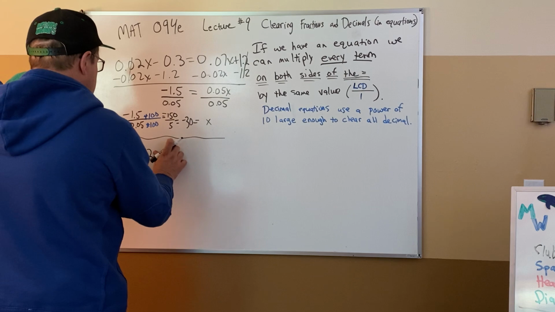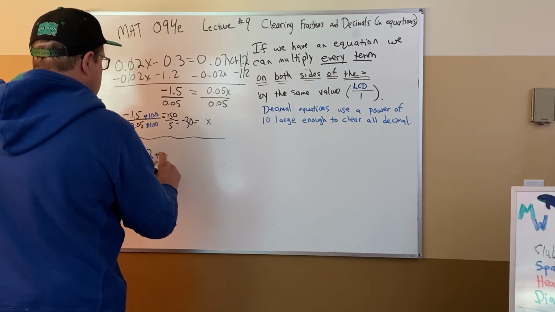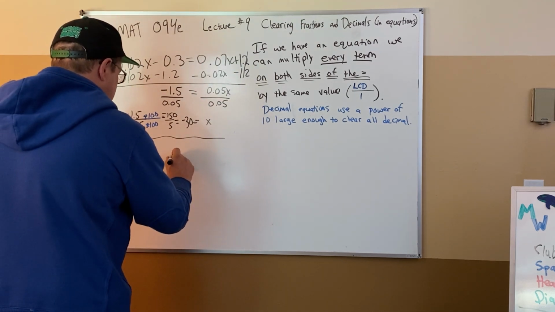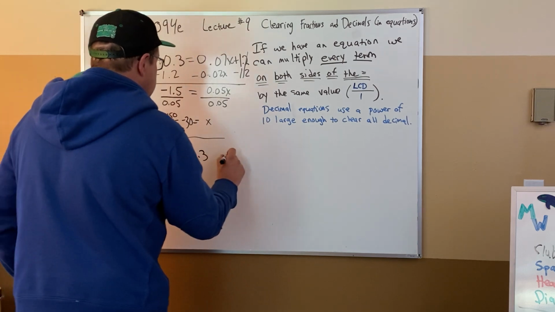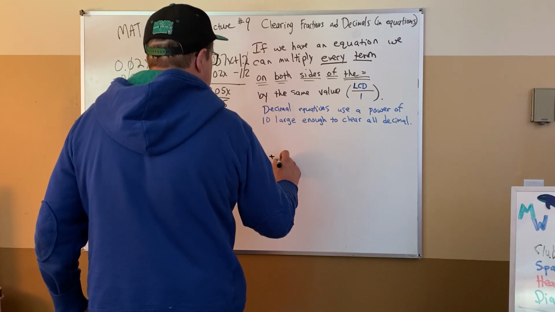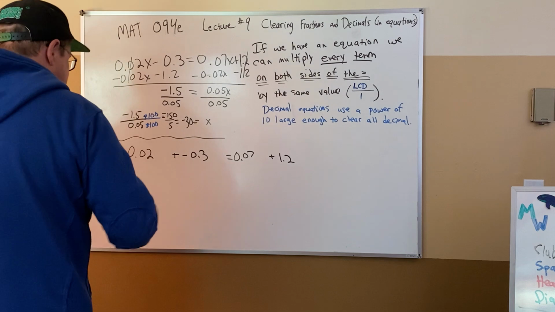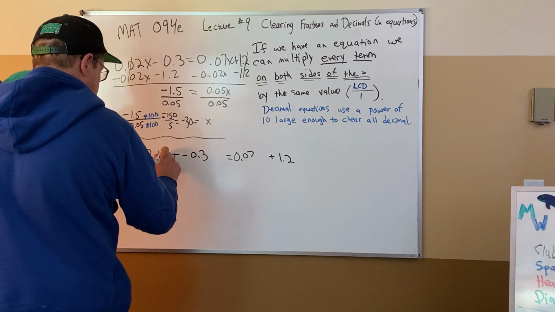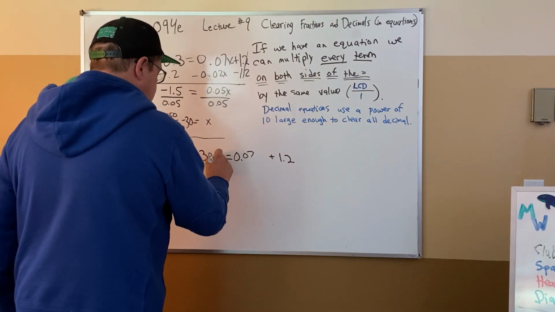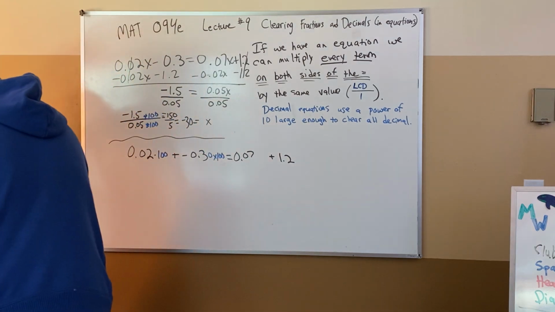Plus, let's leave space behind each term. Plus, which I didn't do right there. Space behind it, plus negative 0.3, space behind it, equals 0.07, space behind it, plus 1.2, space behind it. I'm going to multiply each term by 100. So I'm going to multiply this by 100. I'm going to make that into 0.30 times 100. So now it has two decimal places, 0.07. That's got an x on it.